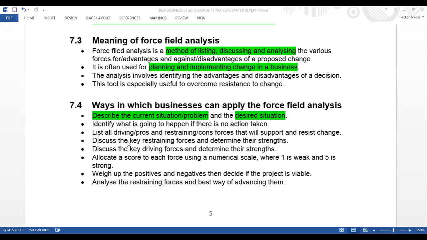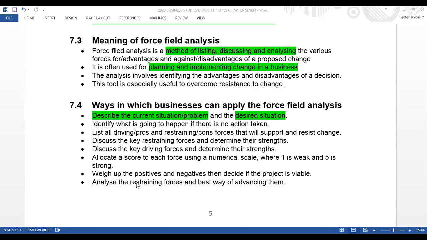Now, you have discussed them, the good things and the bad things. Therefore, you need to allocate a score to each force using a numerical scale where 1 is weak and 5 is strong. So for each and every point that you have laid out in disadvantages and advantages, you must score it, whether how important it is or how strong it is basically, in order to influence your decision.